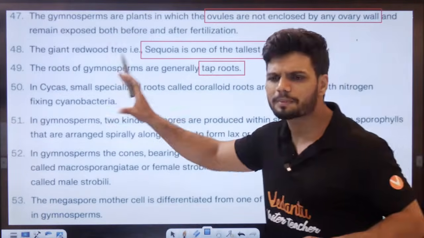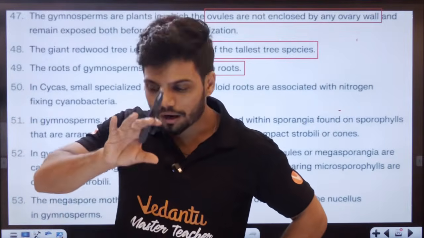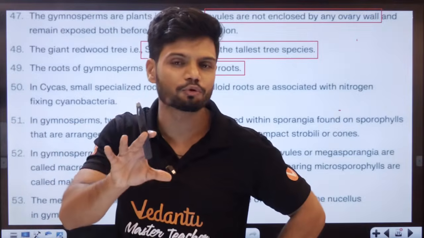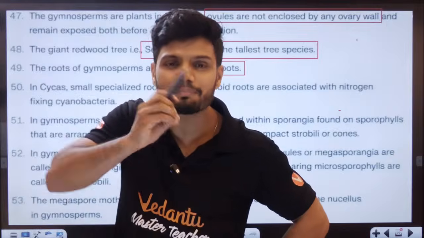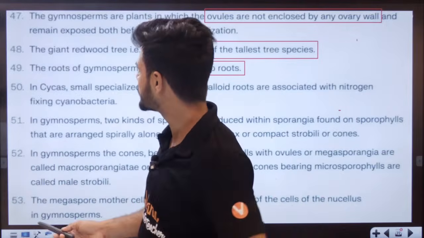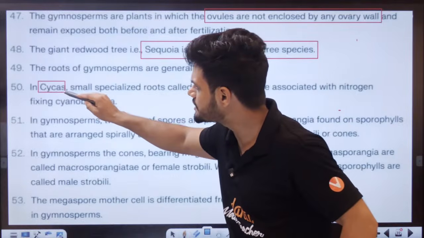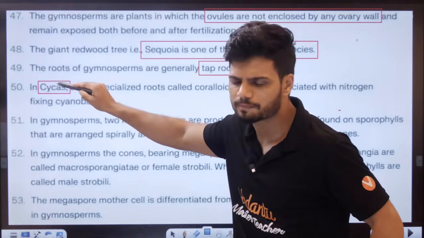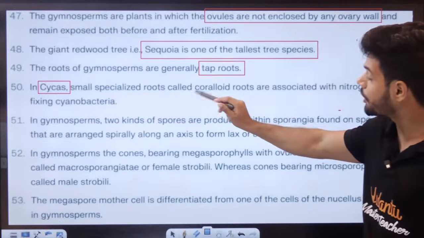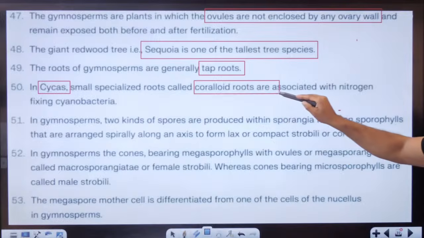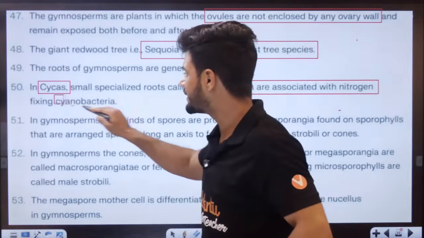और इस gymnosperms के अंदर, you have to remember the roots have certain symbiotic association. What is that, students? In cycus, cycus is a gymnosperm. Okay. In cycus, small specialized roots called as coloroid roots are present. और इस coloroid roots के अंदर we find cyanobacteria.